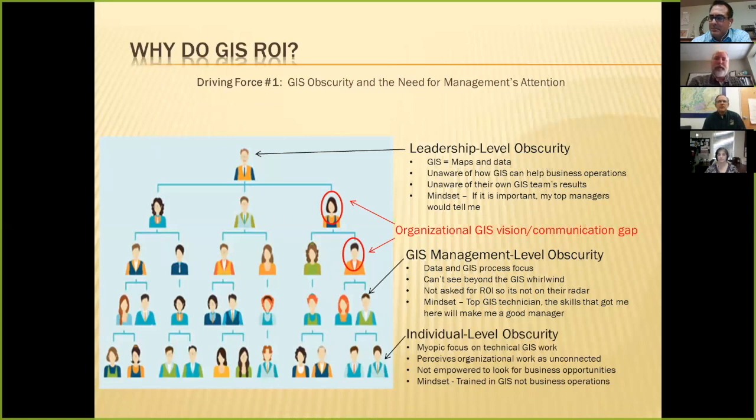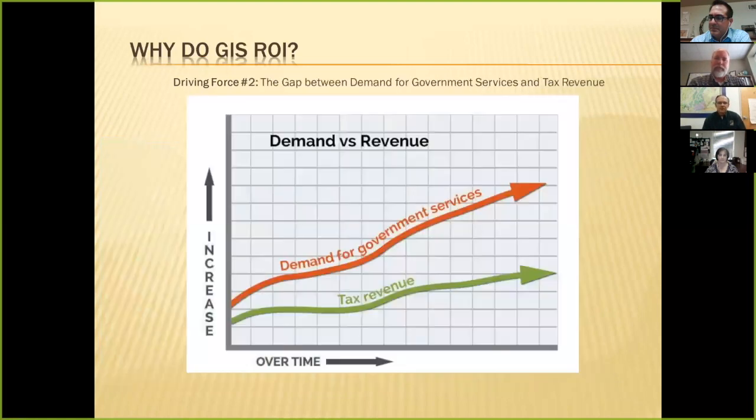So with that being beaten enough, obscurity, let's go ahead and jump on to the next driving force that influences government GIS operations. And this is dealing with the demand for government services and the fact that it is consistently outpacing the growth of tax revenues, especially in fast-growing communities like it is here in Utah.